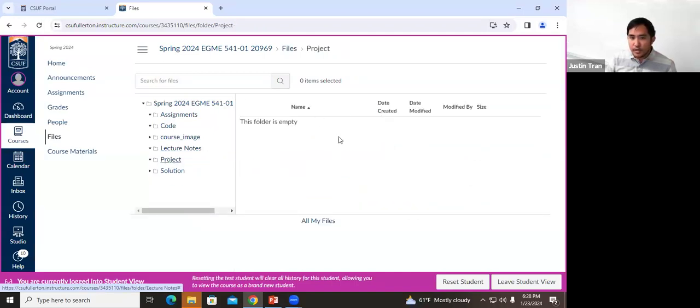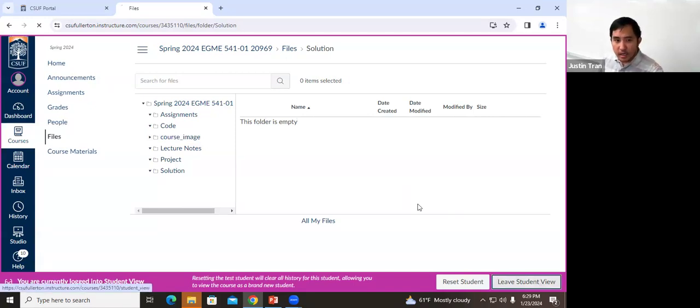Next tab is for the project. There's nothing here, but I'll put things there once we get closer to the project. And solutions: once I grade the homeworks, I post the solutions, which you can find in this folder here. Okay. If you're looking for a specific file, you can find it in this Files tab here.